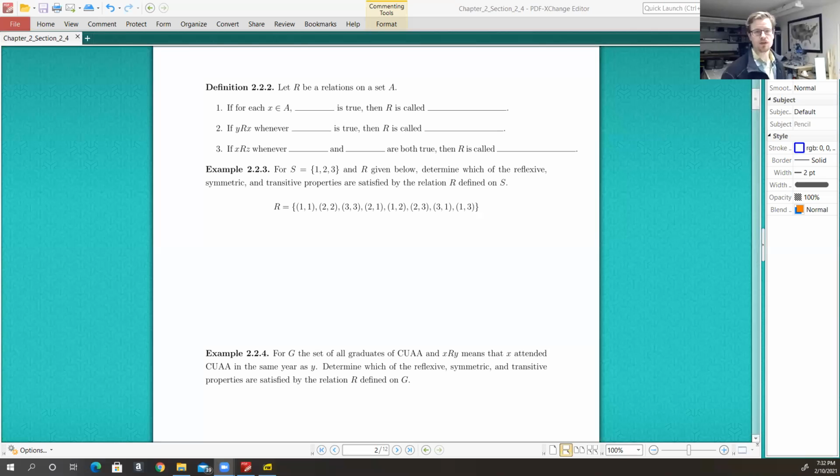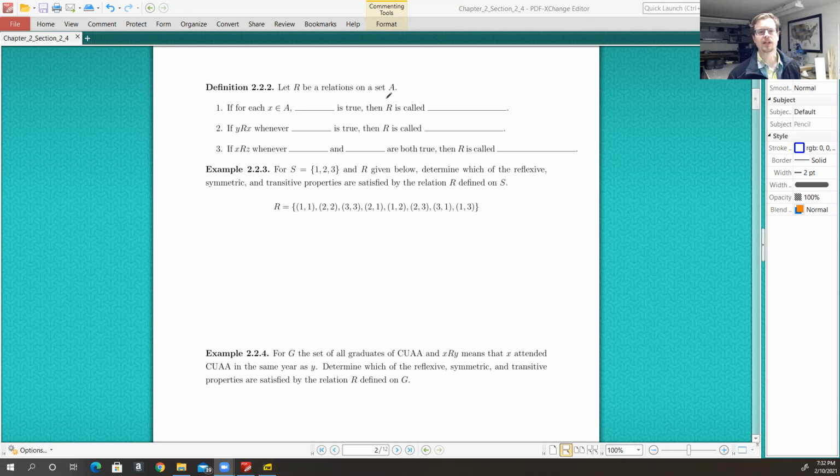We want to continue taking a look at equivalence relations. So far, we've given the definition of what a relation is, and we want to continue looking at relations by giving some properties of relations. So let's take a look at those. Here in our definition, we have three properties that a relation can have.